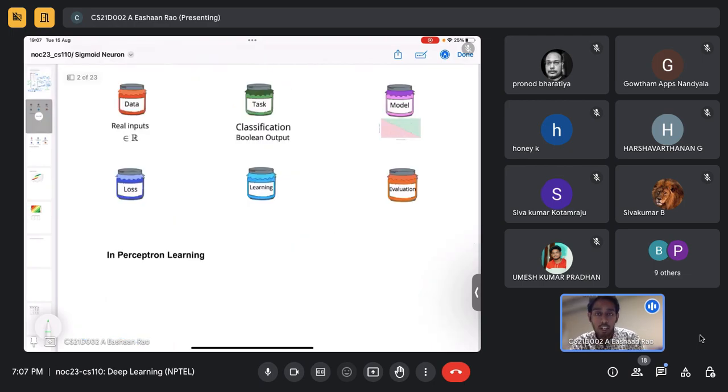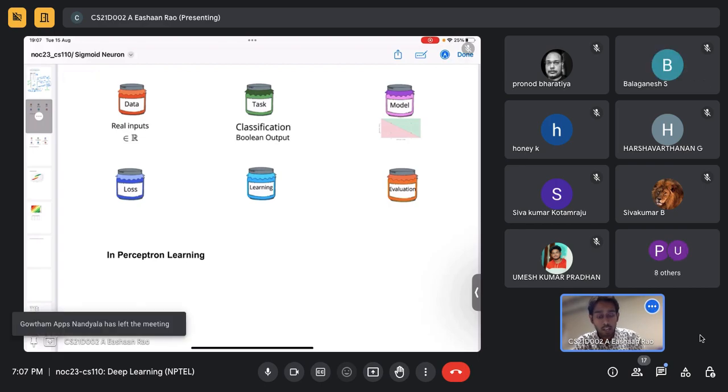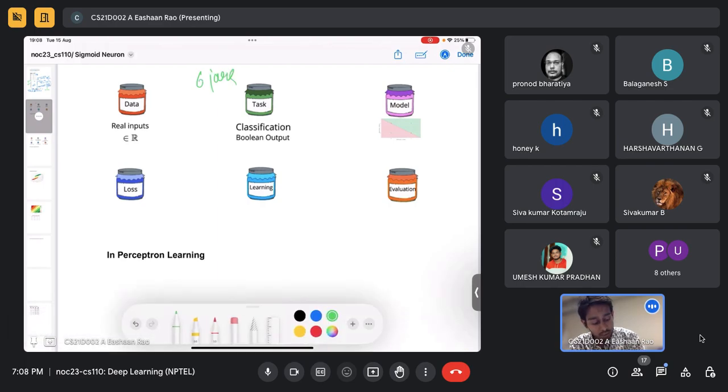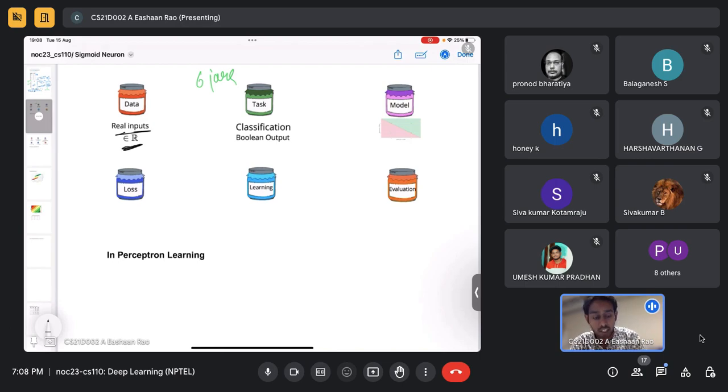Before going to the sigmoid neuron, we have something called the 6 jars of machine learning, which we talked about in the first live session. The first jar is data. In data, a perceptron can have real inputs. That's the first thing. A perceptron can only do classification as of now, that is Boolean output; regression has not come into the picture yet. The model is basically the dot product of w and x, that is the weight vector and x, being greater than or equal to b. And it should have linearly separable data.